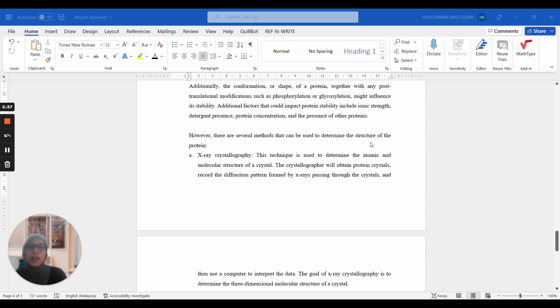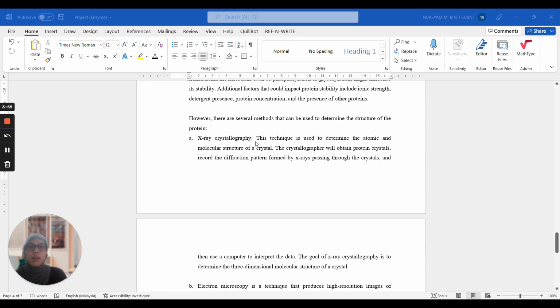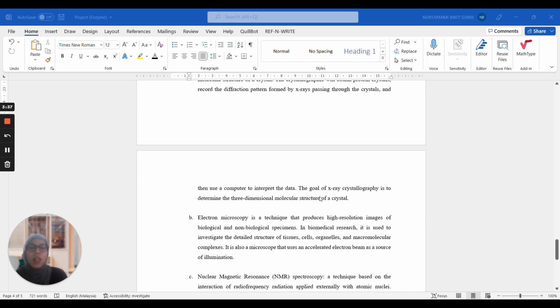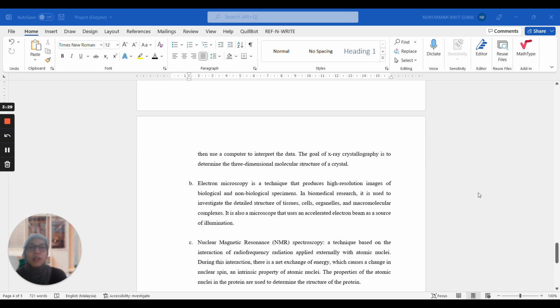The first is X-ray crystallography, a technique used to determine the atomic and molecular structure of a crystal. The crystallographer will obtain a protein crystal, record the diffraction pattern formed by X-rays placed into the crystal, and then use a computer to input the data. The goal of X-ray crystallography is to determine the three-dimensional molecular structure of a crystal.